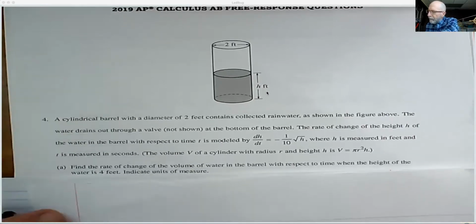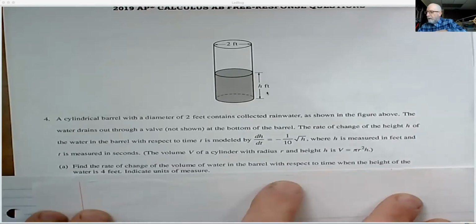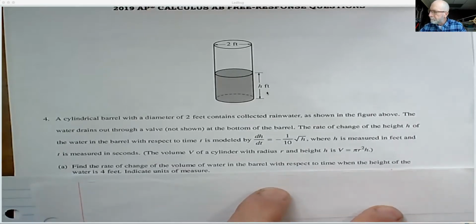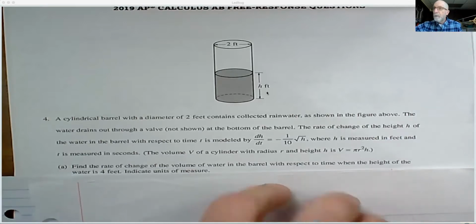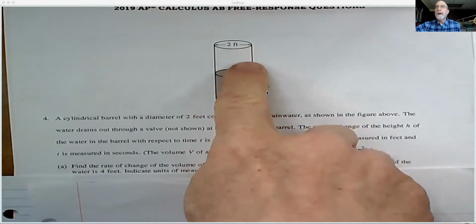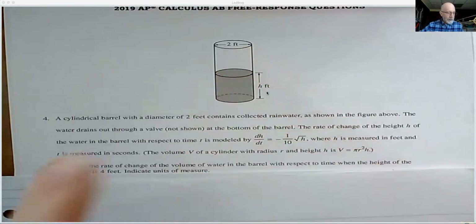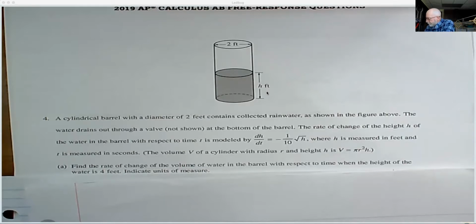And so what it wants to know is find the rate of change of the volume in the barrel with respect to time when the height of the water is 4 feet. So it's draining. It was way up here at one time, and somehow it's drained, and it's at 4 feet. And we need to know what is the rate at which the volume is changing.